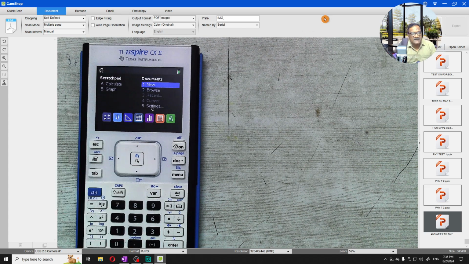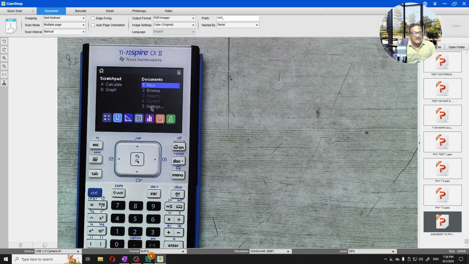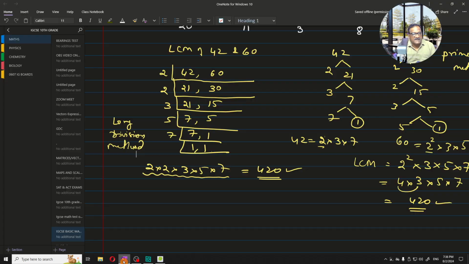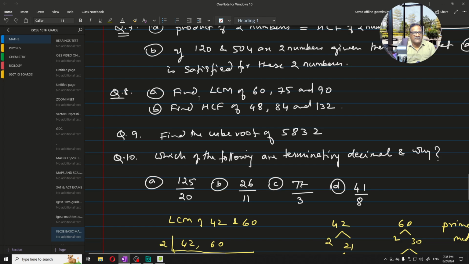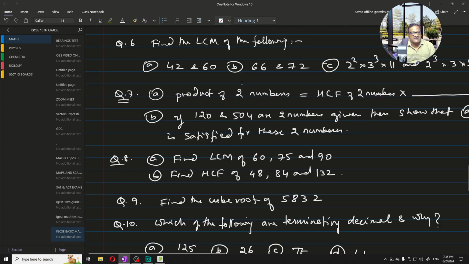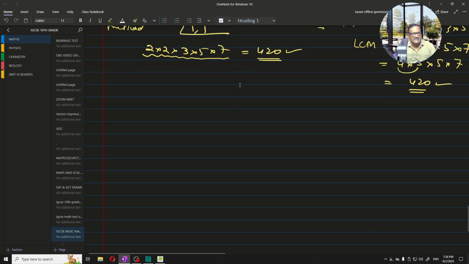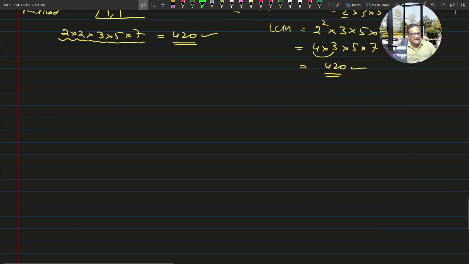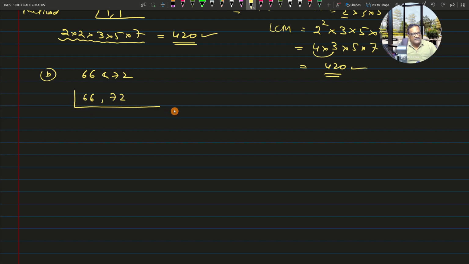Now let us go to the screen again. So that was question number 1A to question number 6A. The B1 is 66 and 72. So let us find the LCM of 66 and 72. This is the B part. Now again, 66 and 72, I'm going to write this way, long division method, right? And I'm going to put this L bracket.